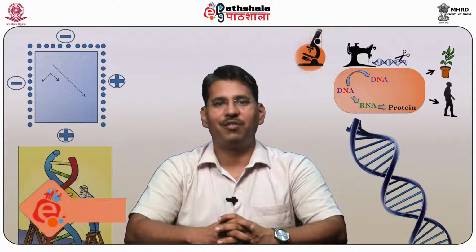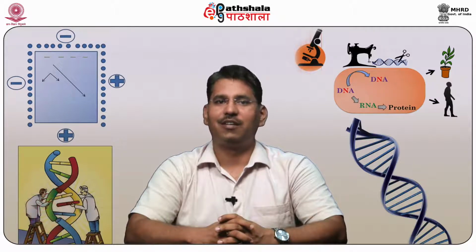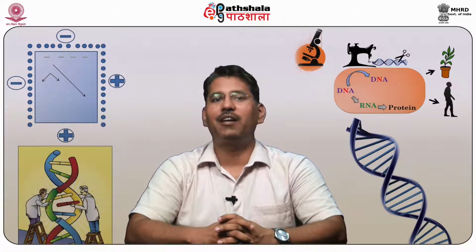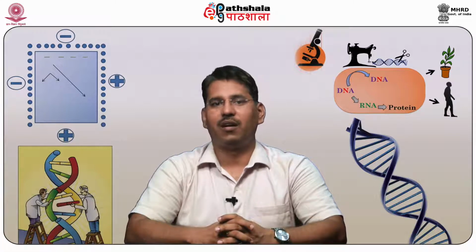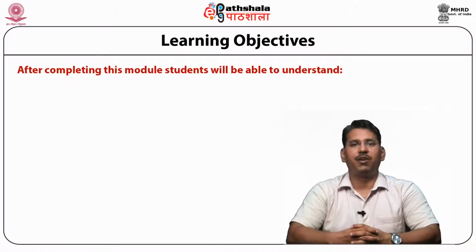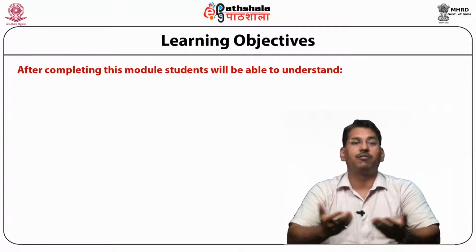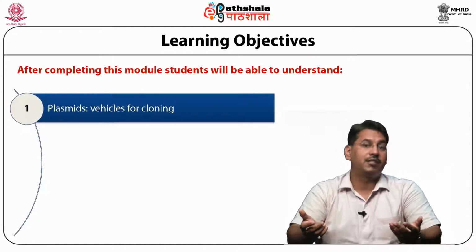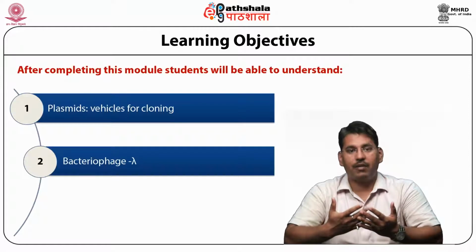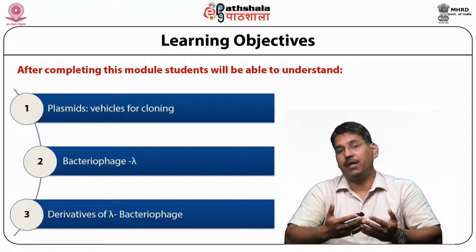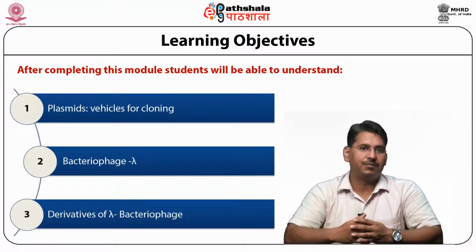Today we are going to talk on the module Plasmid, Lambda-based vectors and derivatives, under the paper Genetic Engineering and Recombinant DNA Technology. After completing this module, you should be able to understand plasmids, that is, vehicles for cloning, lambda bacteriophages, and derivatives of lambda bacteriophages.